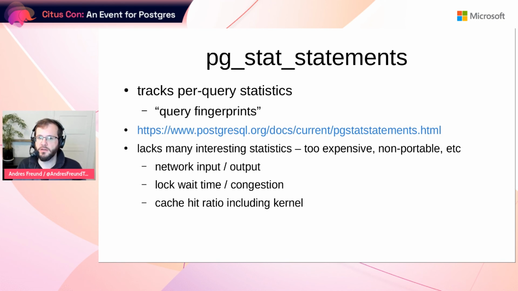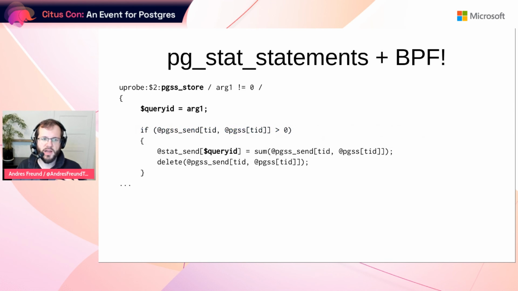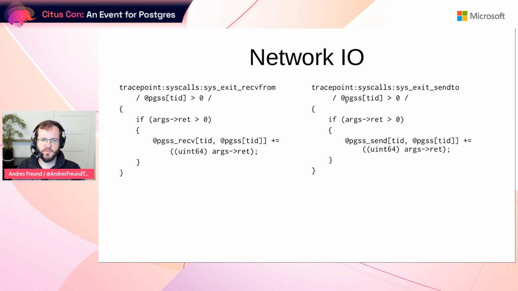With BPF tooling, with bpftrace, we can collect all this information by using another probe. As part of when pg_stat_statements stores statistics, we can collect additional statistics. For example, in this case, I'm collecting data about what was sent out over the network, and this is how that data was collected. It's not that interesting. I will have the link to the scripts.